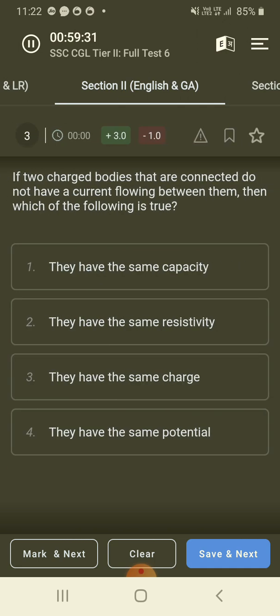If two charged bodies that are connected do not have a current flowing between them, then which of the following is true? They have the same capacity, same resistance, same charge, same potential.